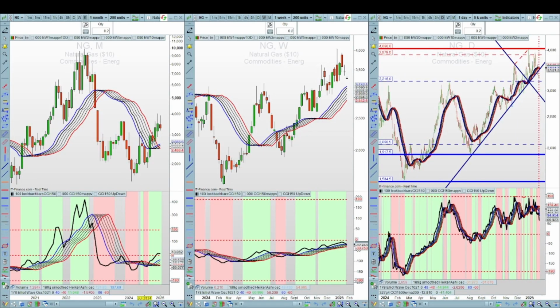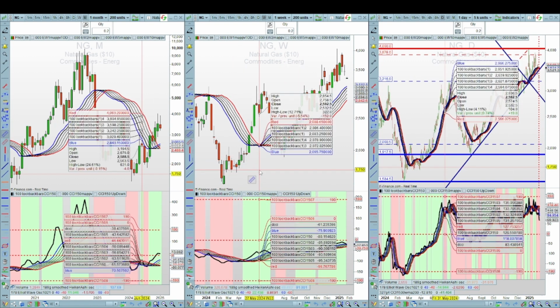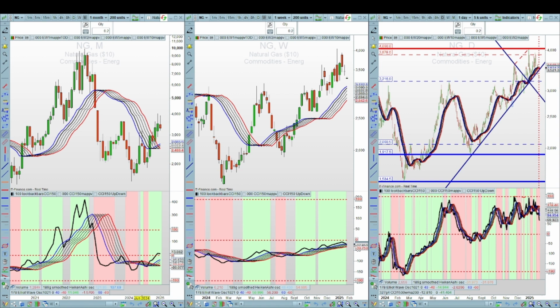If you're a regular of the channel, you know that I always look at the monthly, the weekly, and the daily. The reason I do that is because you might be trading whatever instrument. This is natural gas, but you might be trading some shares or some forex currencies, whatever, on a higher time frame. So the reason I'm going through the monthly, weekly, and daily is to help you identify the trend. For example, if you're trading on the weekly, you want to make sure you're going in the same direction as the monthly. Or if you're trading on the daily, you want to go in the same direction as the weekly.